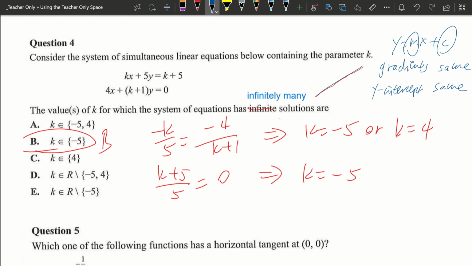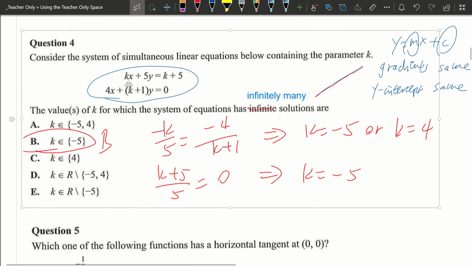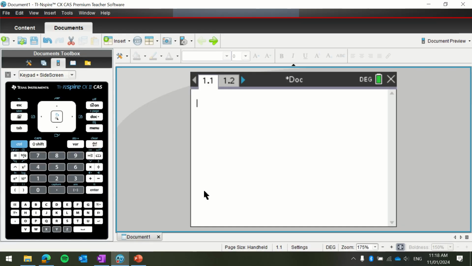But those two equations are not given in the nice format, y equals mx plus c, which means we can't tell the gradient easily, and we can't tell the y-intercept easily. So we need to turn these two equations into the nice format y equals mx plus c, so that we can tell what the gradients are, make them the same, and we can tell what the y-intercepts are and make them the same. And that's what we are going to do.